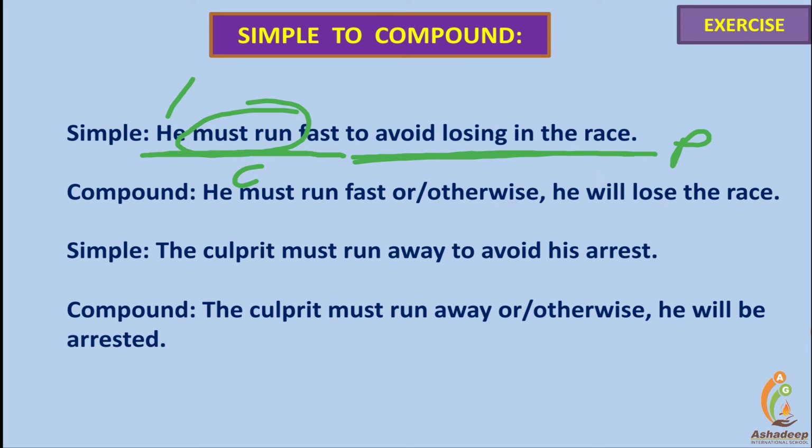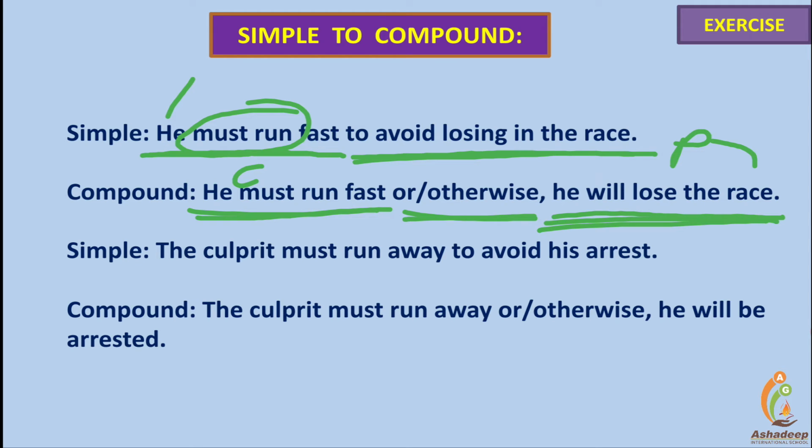Now let us turn it into a compound sentence, and for that the phrase should be converted into a clause. We need to add a subject. Here: he must run fast or otherwise he will lose the race. Here you can see how it is converted into a clause. Subject is added. He will lose. Losing was the participle and it is replaced by a finite verb. Will lose the race. Subject is also added over here.